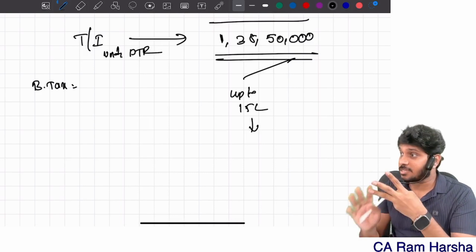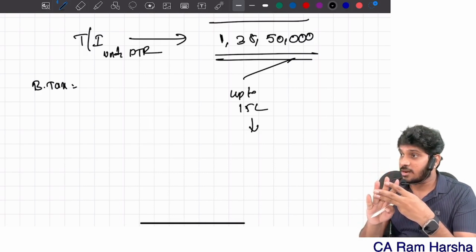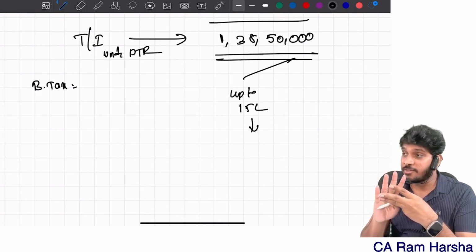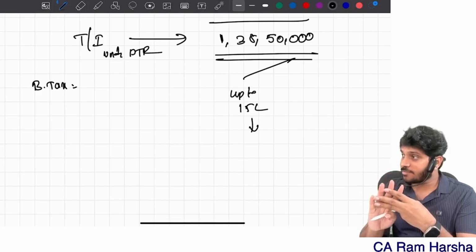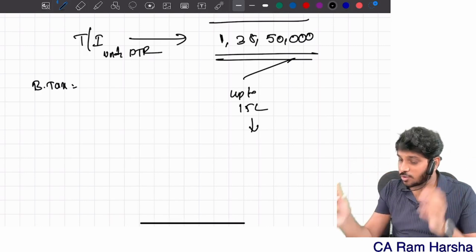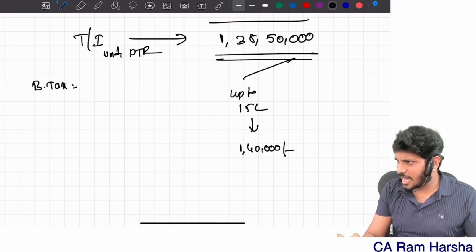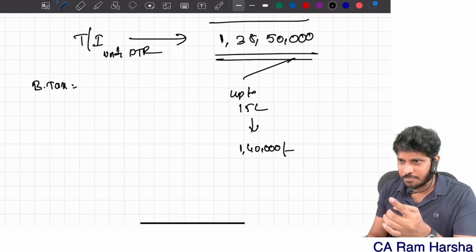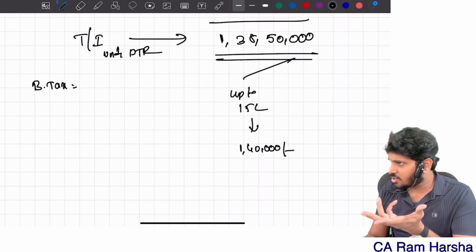Remember, default tax regime means up to 3 lakh 0, 3 to 7 5%, 7 to 10 10%, 10 to 12 15%, 12 to 15 20%, beyond 15 30%. Yes or no? Up to 15 lakh, 1 lakh 40,000 rupees is the tax. I think I remember correctly. 1 lakh 40,000 only will come.